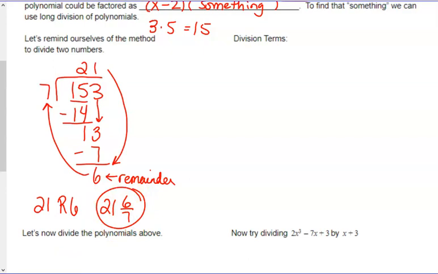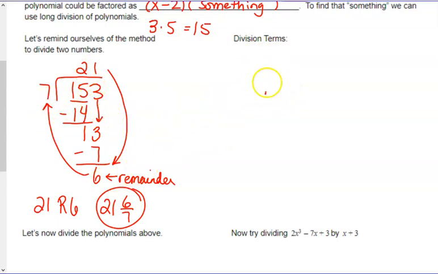So 21 and 6/7 would have been my final answer, the more meaningful answer when we were working with numbers. So before we move on to actually showing the idea of dividing by polynomials, let's first remind ourselves of some terms when we were working with division. So I'm going to look at each one of these pieces and talk about how we write the answer.